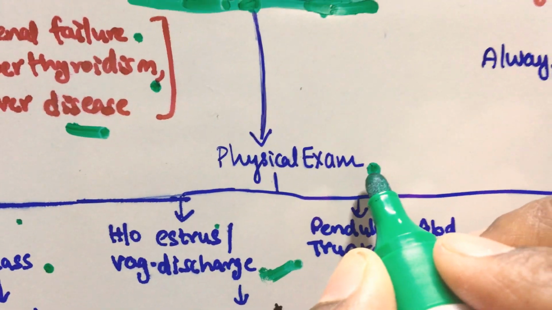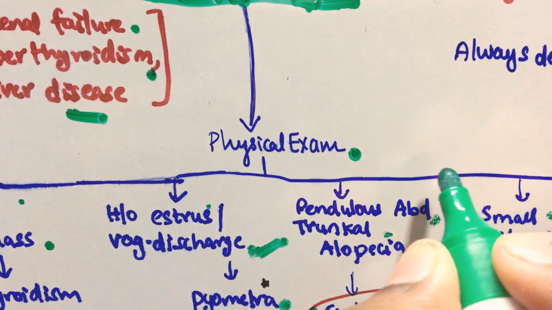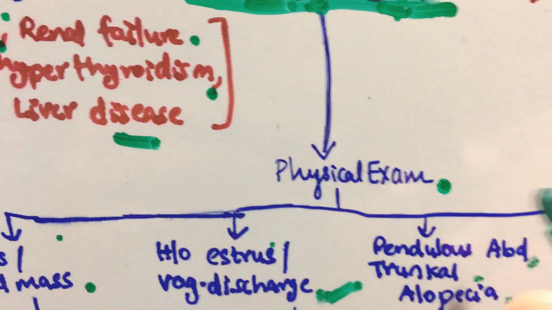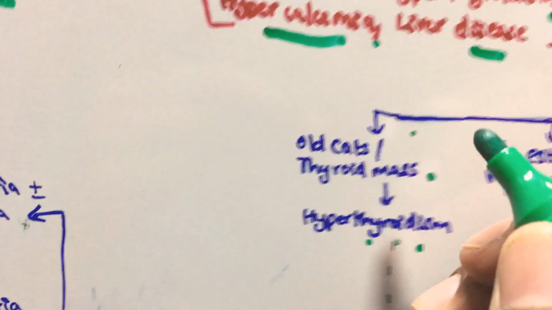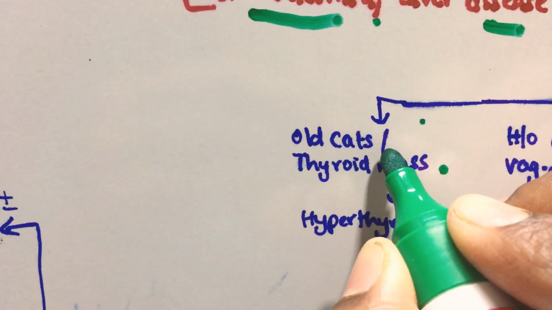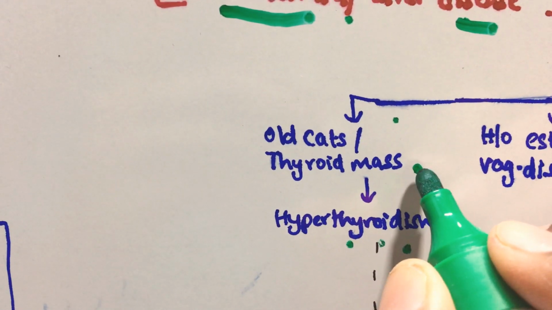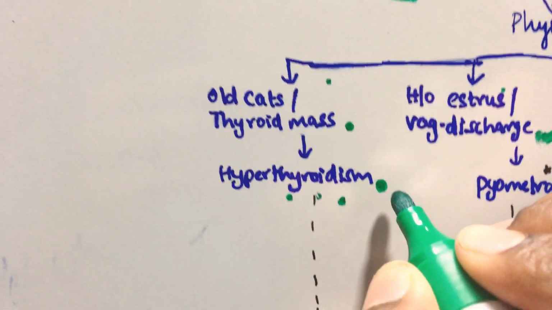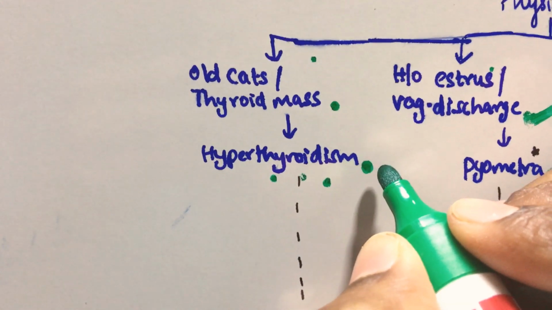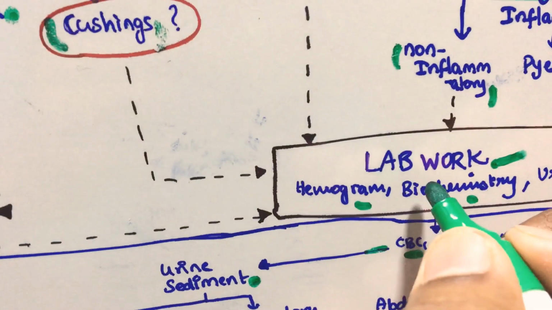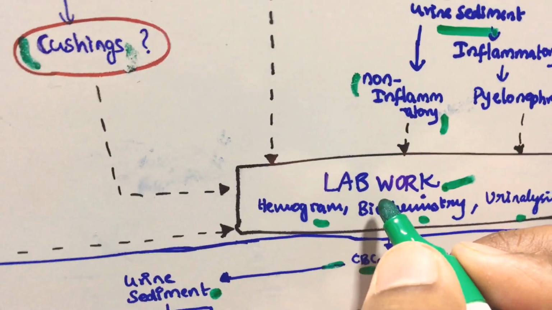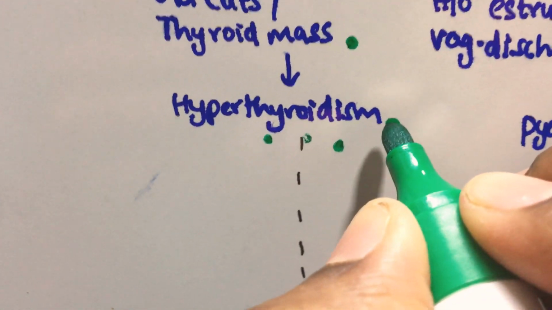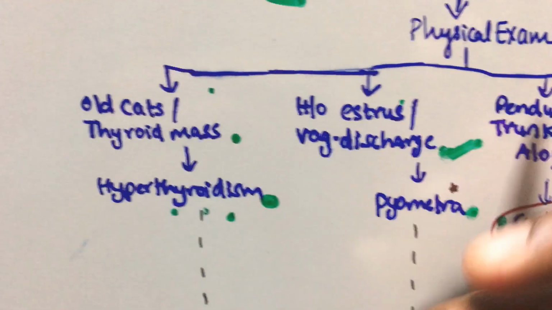In physical examination, you will be checking the animal thoroughly and you will have various findings. According to the findings, the algorithm varies. For example, if your patient is an old cat or a cat that has a thyroid mass, the first thing you need to suspect is hyperthyroidism, because it is very common in cats. So, to confirm hyperthyroidism, what will you do? You will do lab work, which is estimating T4 levels. If the T4 levels are high, then it indicates that hyperthyroidism is the cause of PUPD.